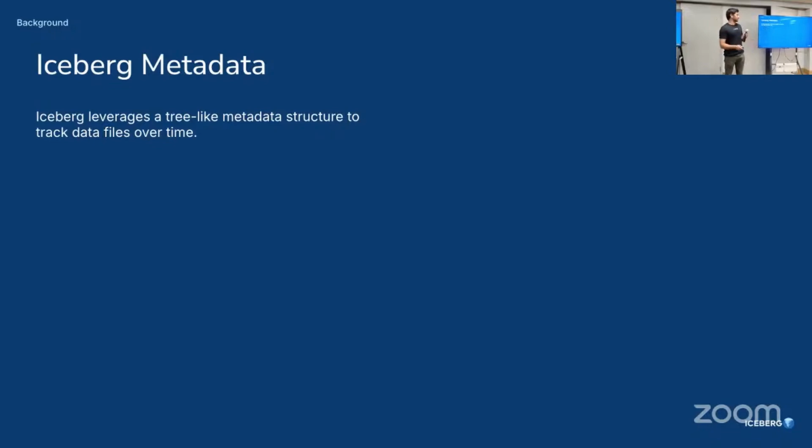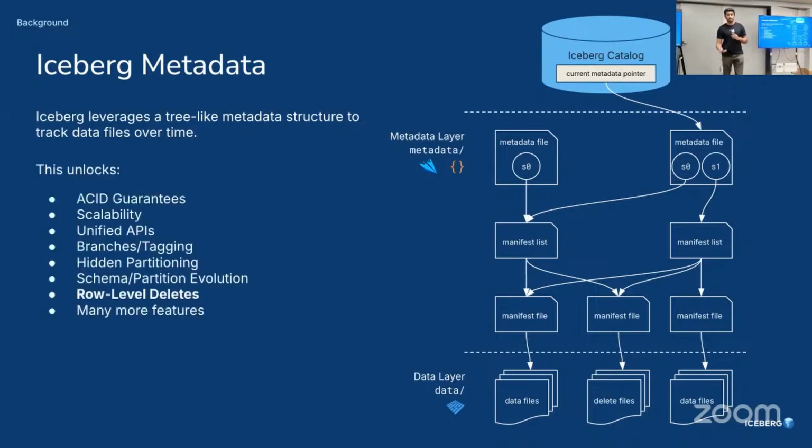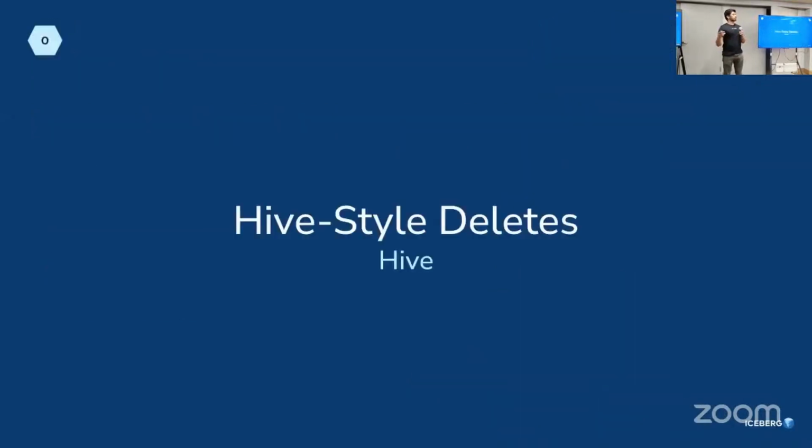So someone definitely knows. So hopefully this looks familiar, where we have this Iceberg catalog that stores the current metadata pointer, and then we're able to access all of our Parquet data and delete files to do our actual reads. And this unlocks a lot of great stuff like ACID guarantees, scalability, APIs, and especially row-level deletes, bolded here. So given all this context of why this might even be a problem, let's go back to Hive and talk a little bit about how Hive did deletes.